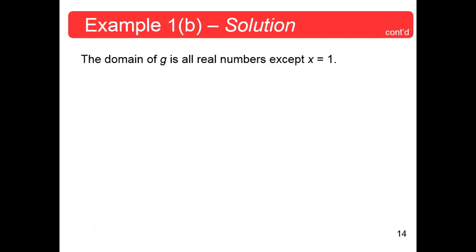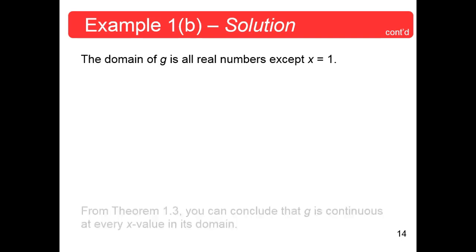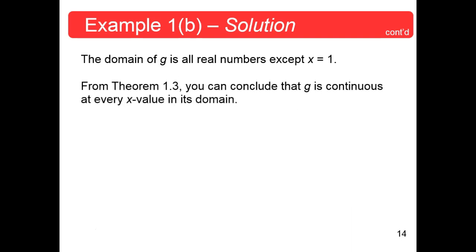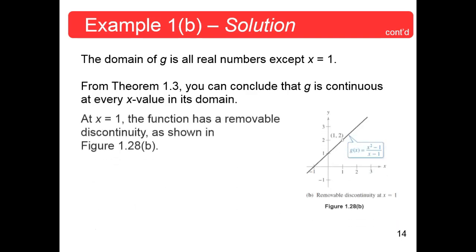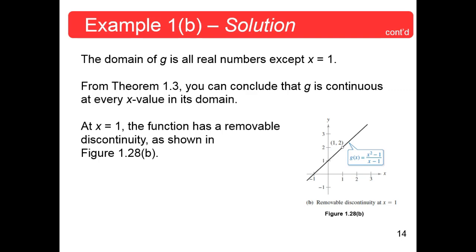The B part, that is the domain of G, is all real numbers except x equal 1. Okay, that was the one that had an x minus 1 in the denominator. From the theorem, you can conclude that G is continuous at every x value in its domain except x equal 1. That's not in its domain. And that is the one that was a good old hole in the graph. Because this is the graph of x plus 1 at every value except x equal 1. Not there. So at 1, 2, this one is not defined.